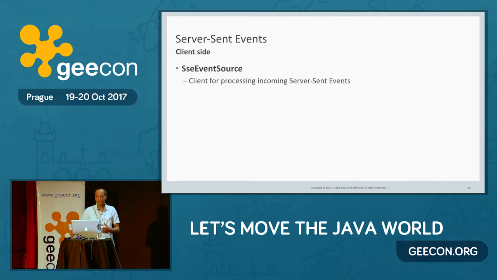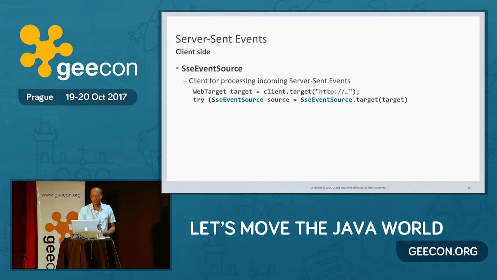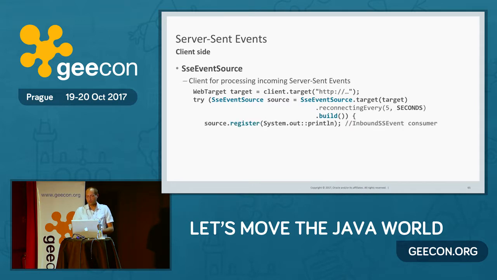On the client side, the event source is represented with SseEventSource. So say we have a target. We want to receive some event, and we want to check for its presence every 5 seconds. What we want to do with the event is print it out and open a channel. That's it.